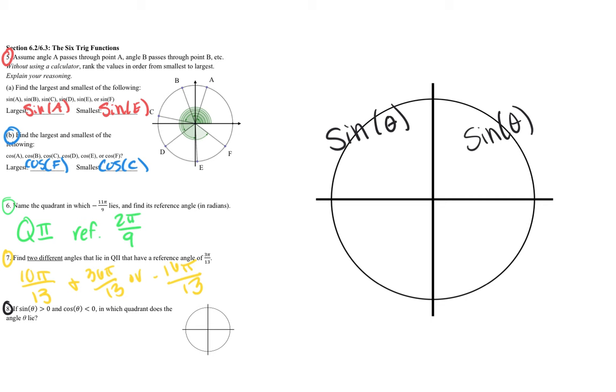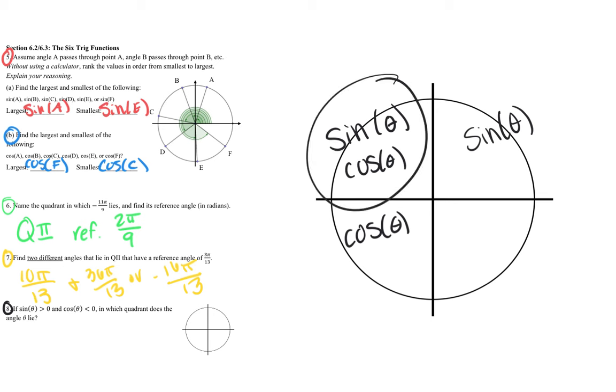And then we know that cosine is our x-coordinate on the circle. So to find when cosine is less than 0, that's when cosine is negative. So that's either going to be this quadrant or this quadrant, because that's when our x-axis has negative values. So for both those things to happen, we're going to be in this second quadrant here. So that would be quadrant 2.